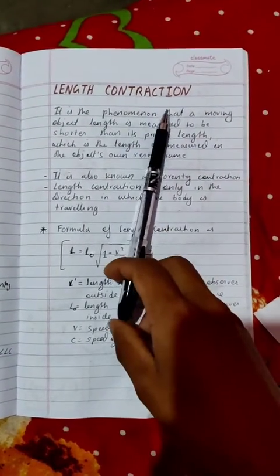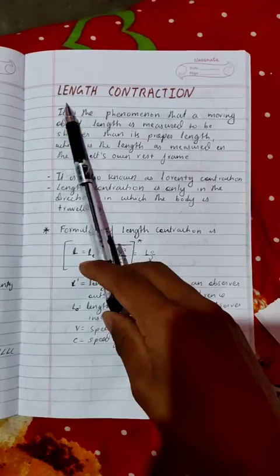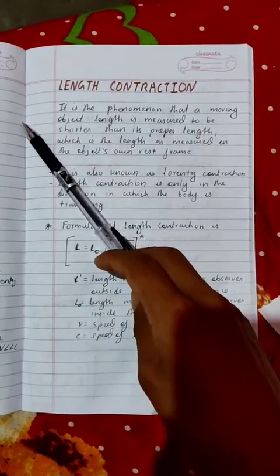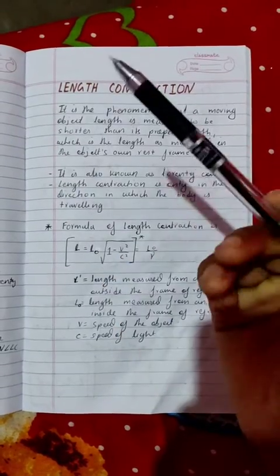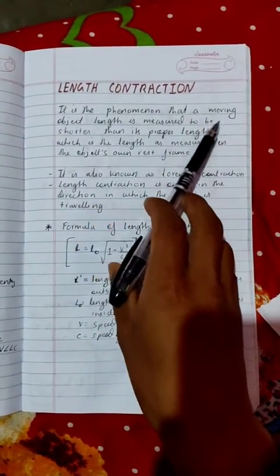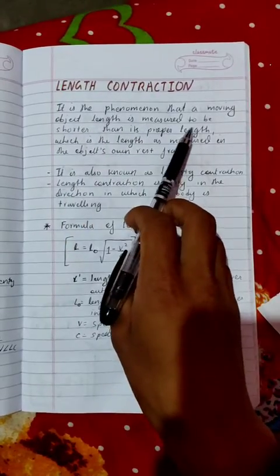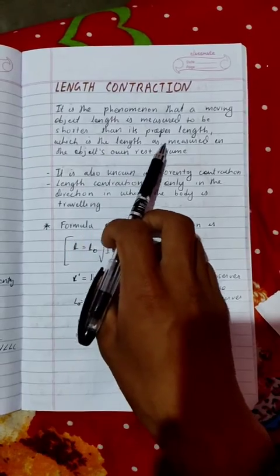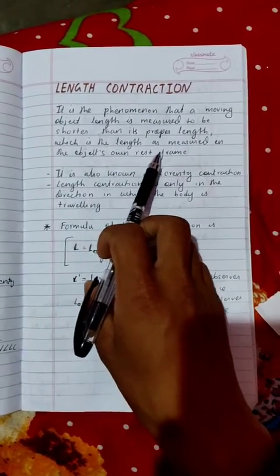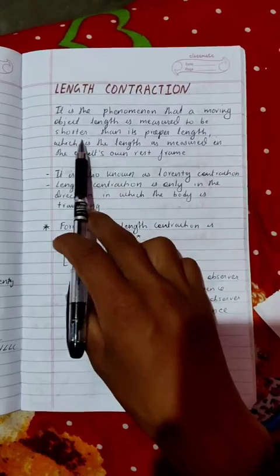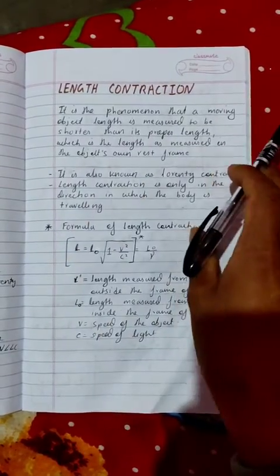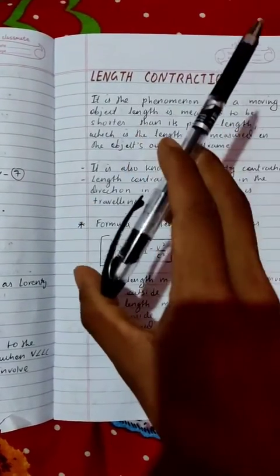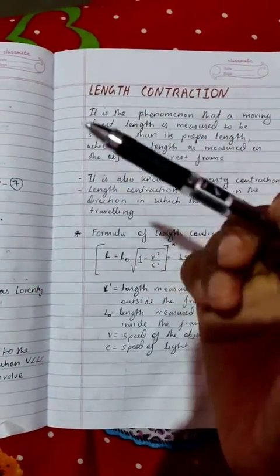Now we have come to the new subtopic, length contraction, which is also a consequence of the Lorentz transformation. Its definition is: it is the phenomenon that a moving object's length is measured to be shorter than its proper length, which is the length as measured in the object's own rest frame. In simple words, length contraction means a decrease in the length of an object which is in motion compared to its original length.